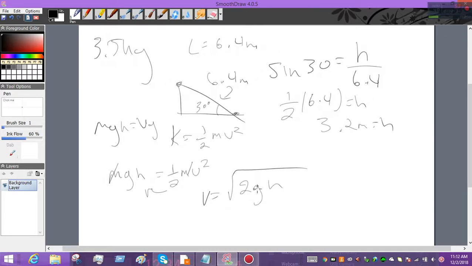So if we quickly do that, we're going to multiply by 2. So 3.2 times 2 to get 2h would be 6.4. 6.4 times 10, which we're going to call gravity. So v equals the square root of 2 times 10 times 3.2, which equals the square root of 64, which equals 8. So 8 meters per second would be your velocity at the bottom.